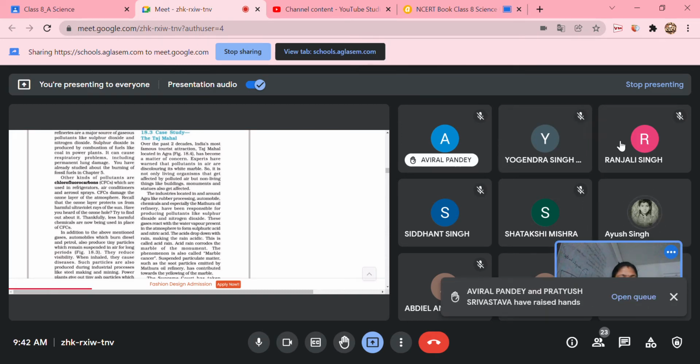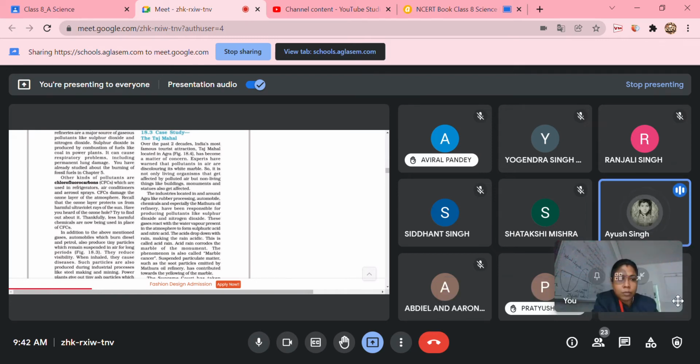Ma'am, when the bad pollutants like sulfur dioxide and nitrogen dioxide react with the water vapor in the atmosphere, they form sulfuric acid and nitric acid. And when these acids are dropped down in the form of acid rain, it causes marble corrosion in the Taj Mahal. There is a phenomenon called acid rain.